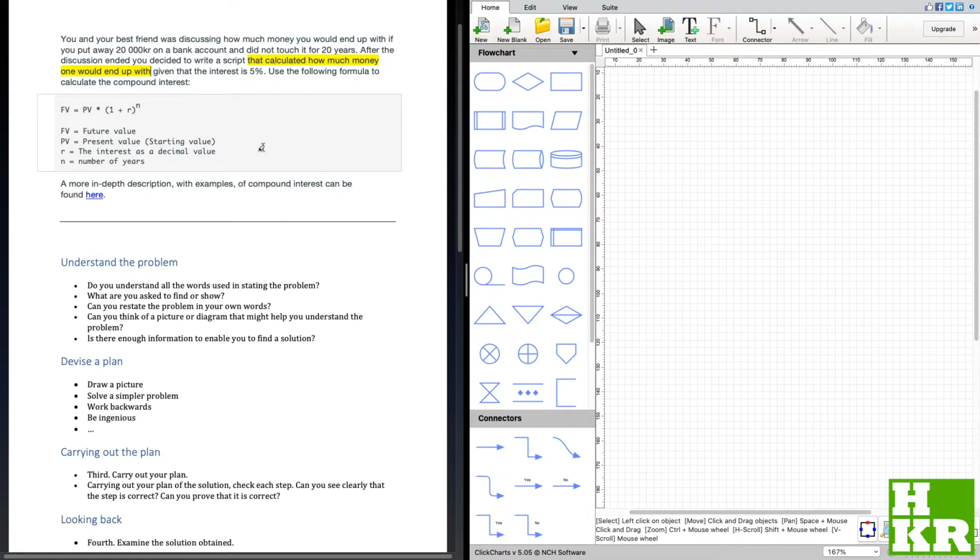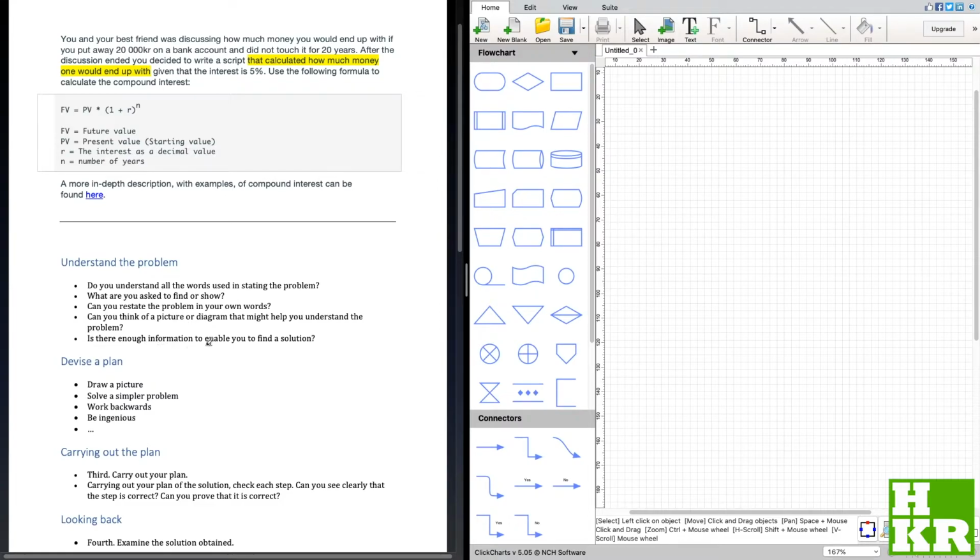And can we reformulate it? I think we can. We can say that, all right, if I put this money away, how much money would I end up with? Or how much money would I have after 20 years? So that's what we're going to try to find out. And we can come up with a picture. Maybe we can draw a diagram in Excel or something.